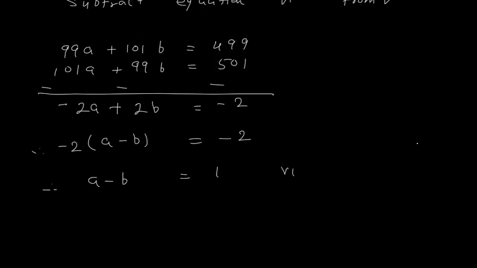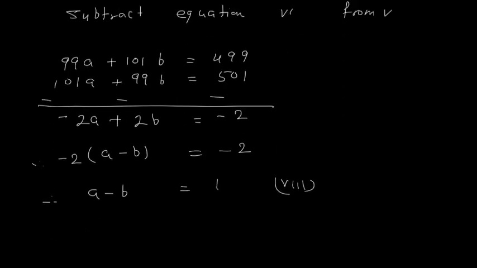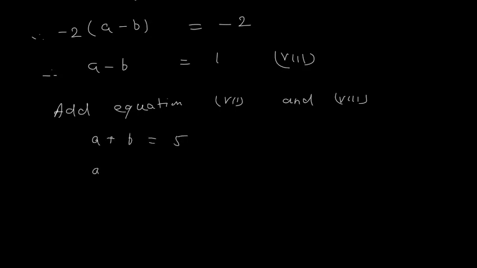Now if you see 7th equation, it is a plus b equal to 5, and here a minus b is equal to 1. So add equation 7 and 8. So equation number 7 is a plus b is 5, and equation number 8 is a minus b is 1. When we add, we get 2a equal to 6. Therefore we get a equal to 3.